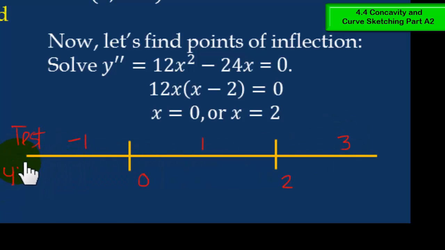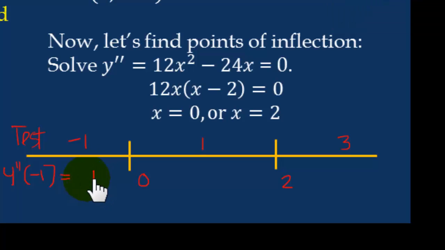Y double prime of negative 1. Okay, y double prime at negative 1 would be 12 minus 12 plus 24, because when this is negative 1, then it becomes positive 24. So this is equal to a positive sign for the second derivative.